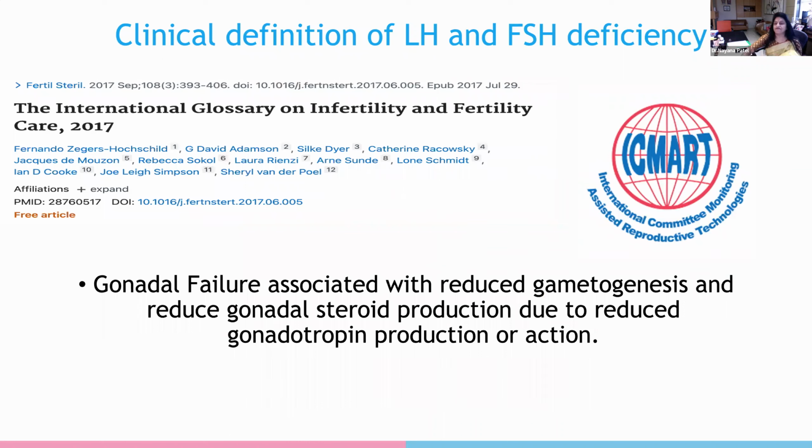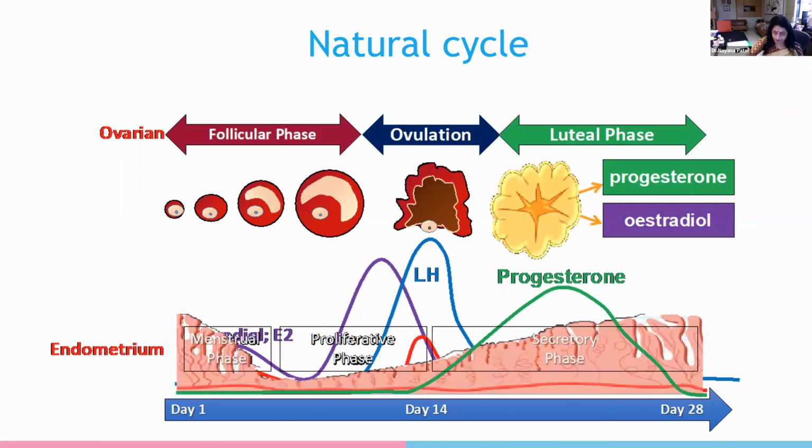Today's topic is FSH and LH deficiency, which is very, very important in our IVF protocol, because the main thing to get good quality oocytes, we know that both these hormones are necessary. And we know that gonadal failure is associated with reduced gametogenesis and reduced steroid production. It may be because these hormones are deficient or their action is not proper.